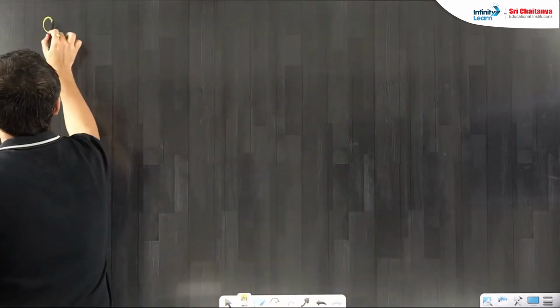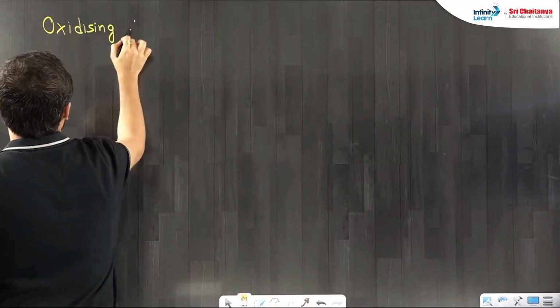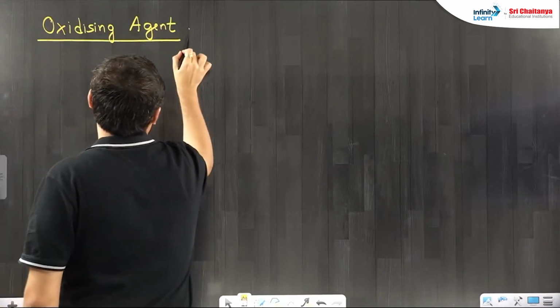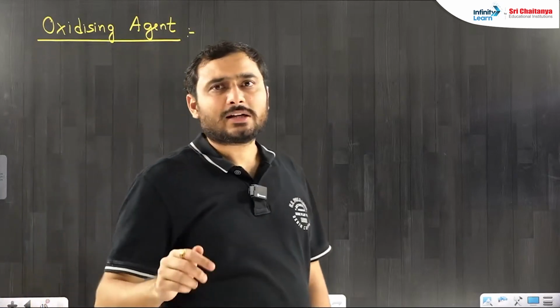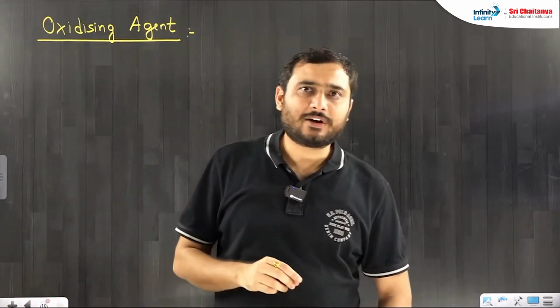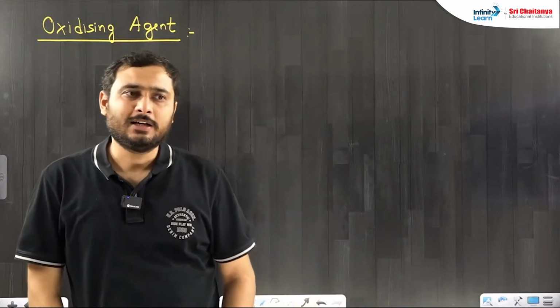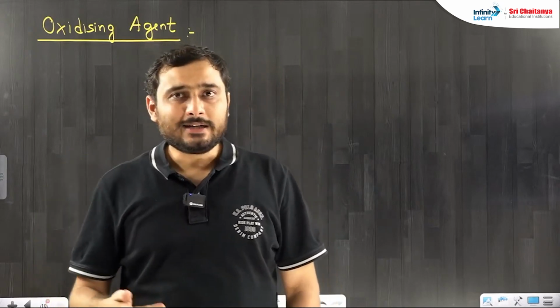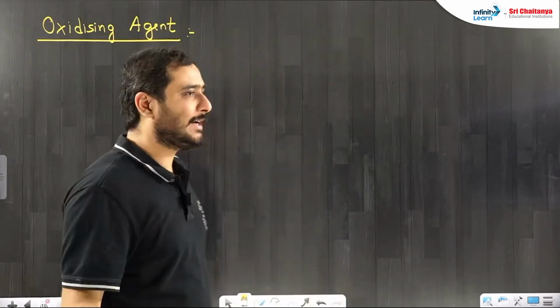One is oxidizing agent and one is reducing agent. So what is meaning of oxidizing agent? Now the substance which oxidizes other and itself gets reduced, that is called as which type of agent? Oxidizing agent. So remember this, it is oxidizing other compounds and itself it will get reduced. So it is called as oxidizing agent.